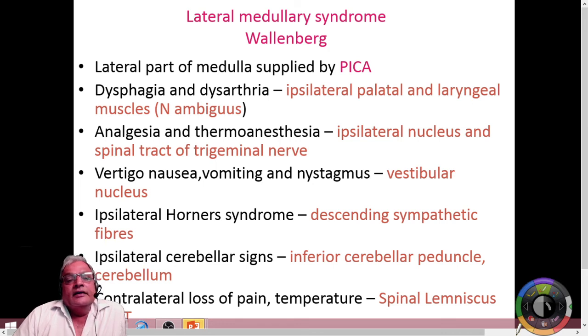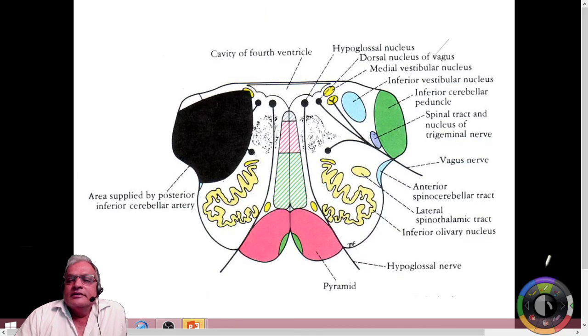Then what else? Your palate, when you say ah, the palate will move to the opposite side because the muscles on this side will not be pulled, so the palate will go to the opposite side. So that is what happens in the case of lateral medullary syndrome. Then analgesia and thermoanesthesia, the ipsilateral nucleus and spinal tract of the trigeminal nerve. Let's see what happens. See, we said about the spinal tract and ipsilateral nucleus of the trigeminal nerve.